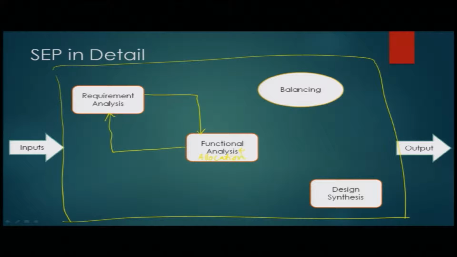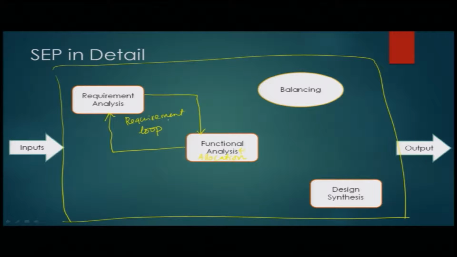It is called that because sometimes at the end of the day you say, okay, this function is being allocated to this subsystem. That also sometimes happens as part of this. So, this loop that you did, this loop is called the requirement loop.